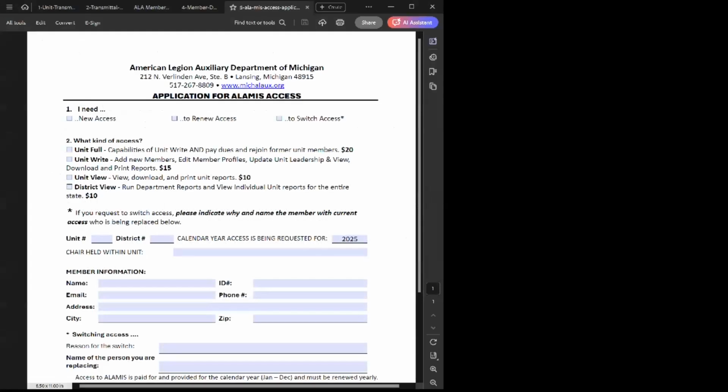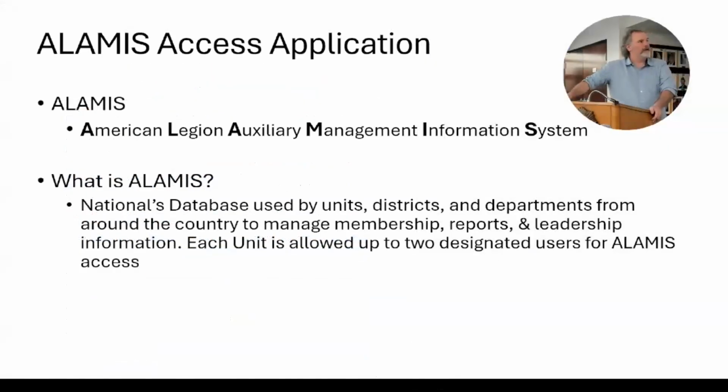So now we are moving on to my little buddy from National, the ALA-MIS program. So what does ALA-MIS stand for? It's not ALAMIS, it's ALA-MIS. It is the American Legion Auxiliary Management Information System.